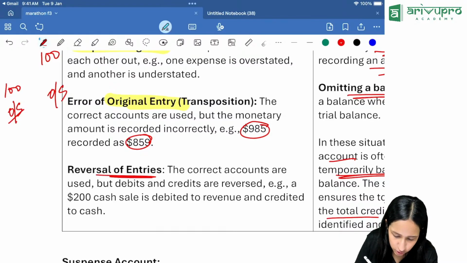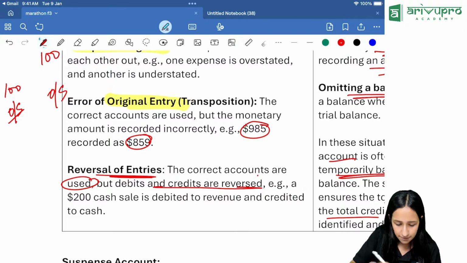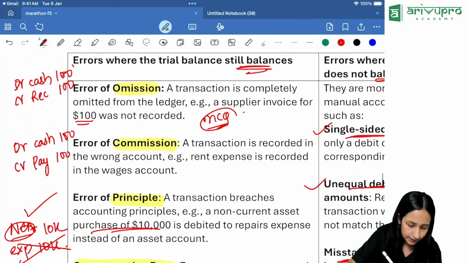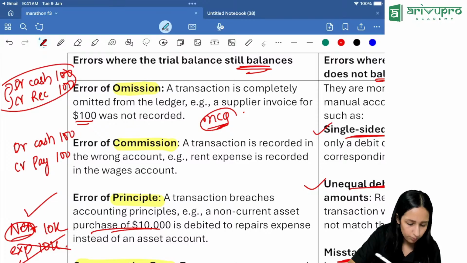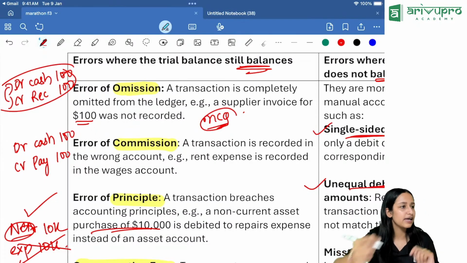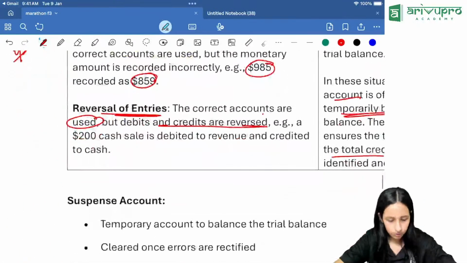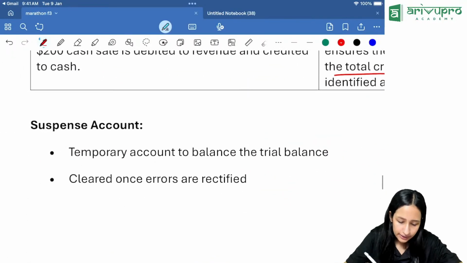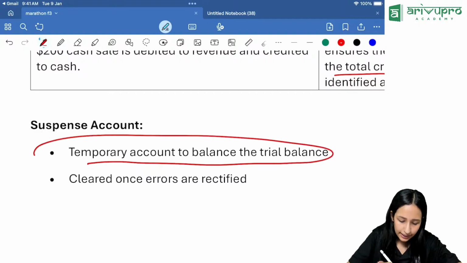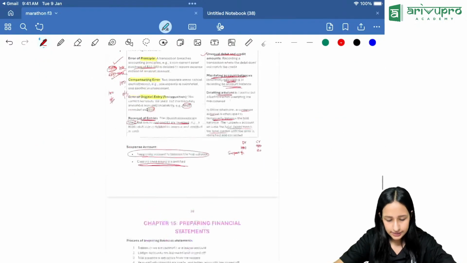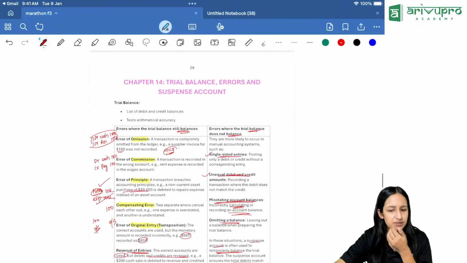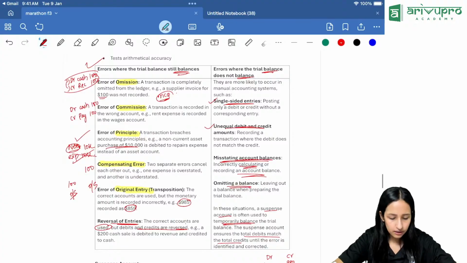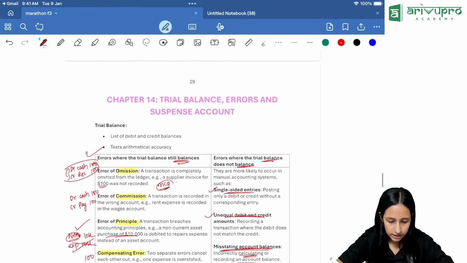Now, reversal of entries: the correct accounts are used, but debits and credits are reversed. So for example, here it is debit cash, credit receivables, right? So write the opposite of it. Debit receivables, credit cash we'll do. So that is wrong. Temporary account, like the suspense account, like I told you, is a temporary account to balance the trial balance. It is cleared once the error is identified. So I hope this was a very simple chapter. It was just a one-pager. There's nothing more to see except for these trial balances and what the suspense account actually means.